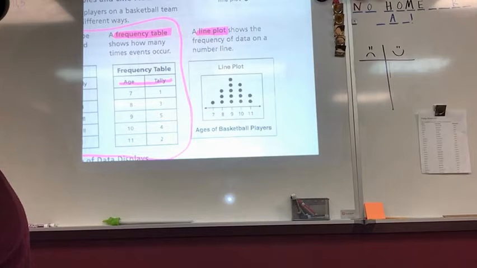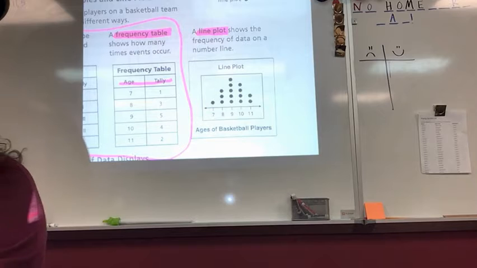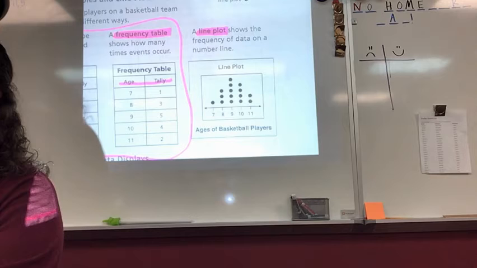Line plots are just like line charts. Line plots, I'm picky on, just like our pictographs, excuse me. Does anybody remember the two things that I'm looking for on our pictograph?